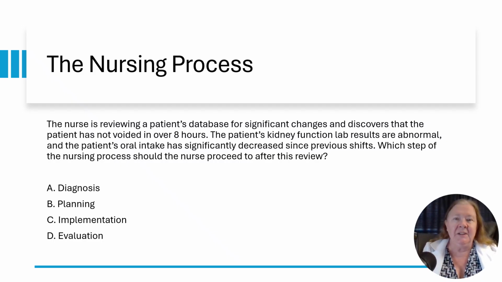So if the 5 steps of the nursing process are assessment, diagnosis, planning, implementation, and evaluation, the next step after assessment is diagnosis. Okay, the rest are not correct. It's not planning, implementation, or evaluation. Okay, all right, next one.